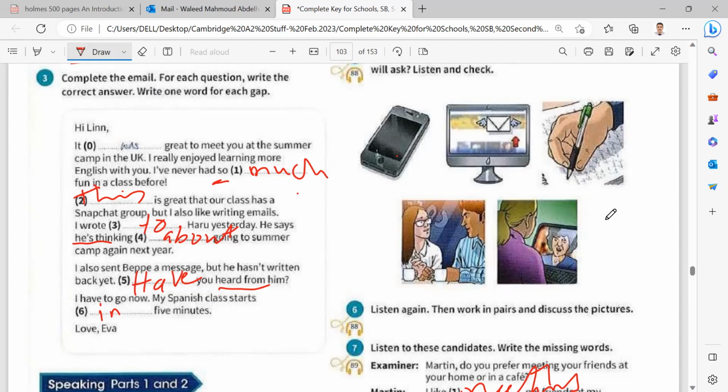Sending an email is a good idea, but for business, not for making friends or keeping in touch with my family members, for example. That's why I usually use text messages, not emails. What about writing letters, Sarah? Do you like writing letters to your friends?